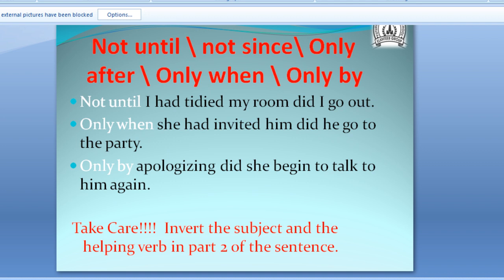For example, not until I had tidied my room did I go out. Only when she had invited him did he go to the party. Only by apologizing did she begin to talk to him again. Take care, it's very important.